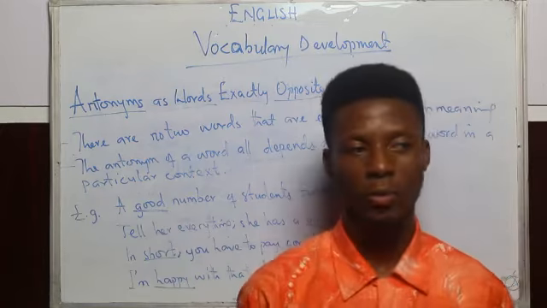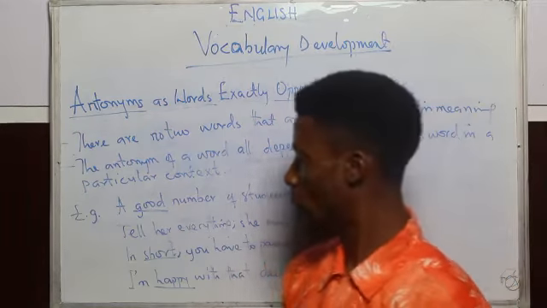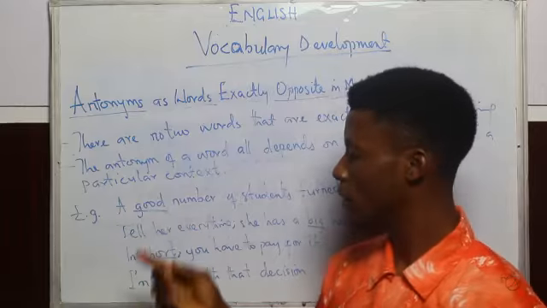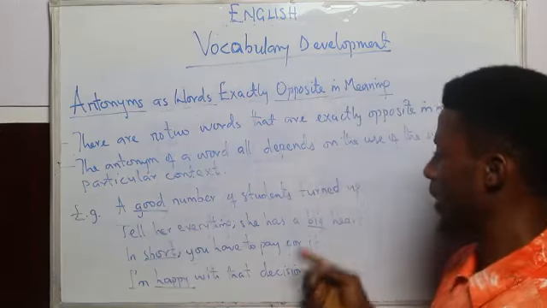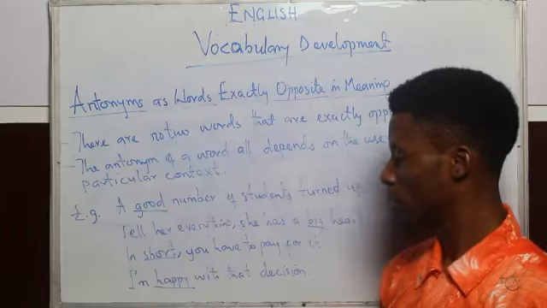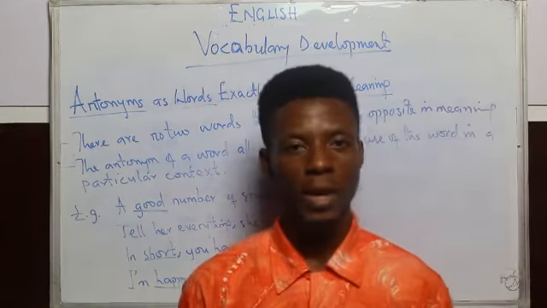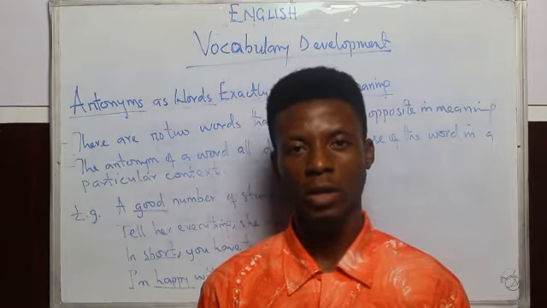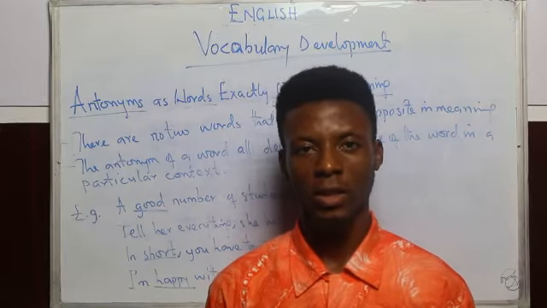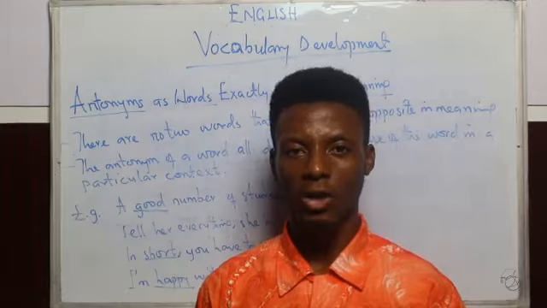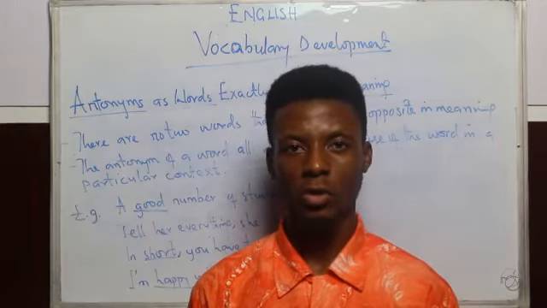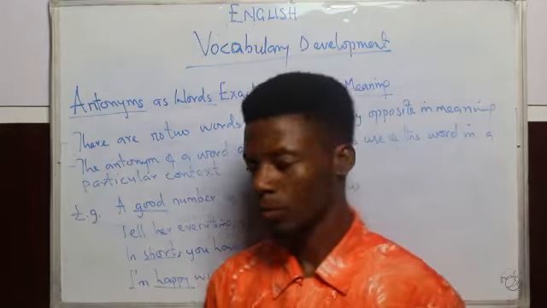Look at the example that we have on the board. The underlined words are good, big, short, and happy. Now, the way we made use of these words in this context, let us see if their actual opposites can be used the same way they are used.